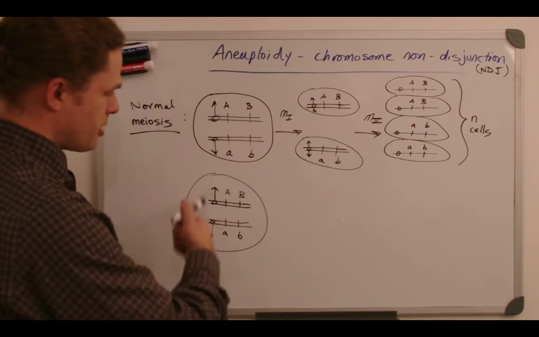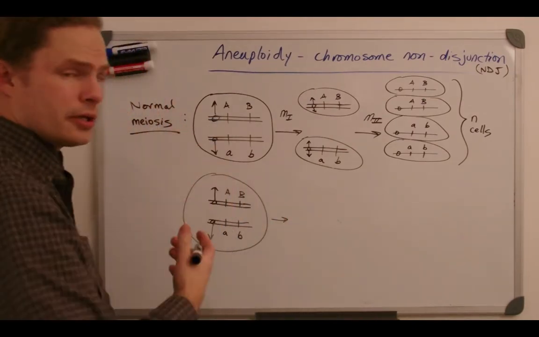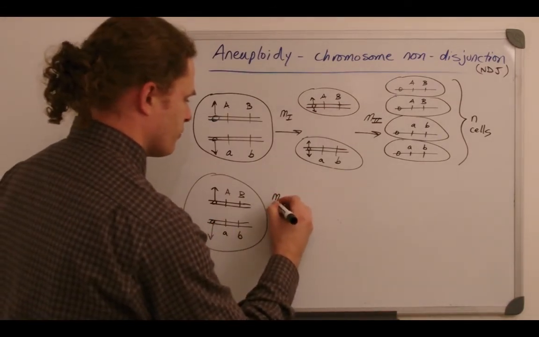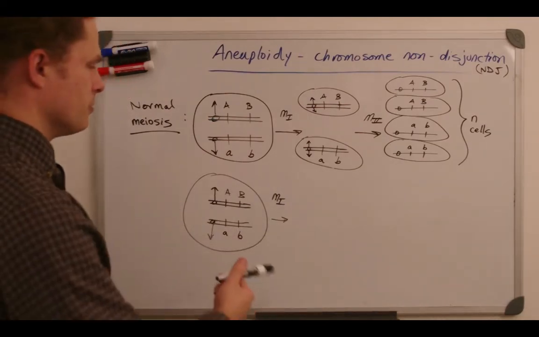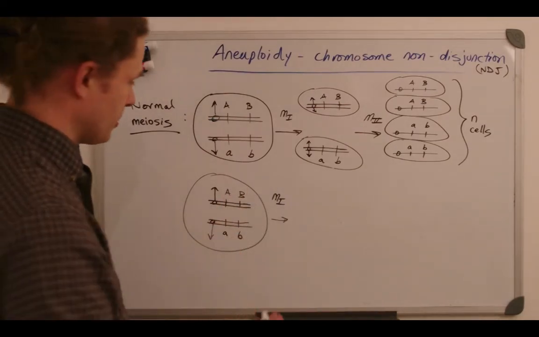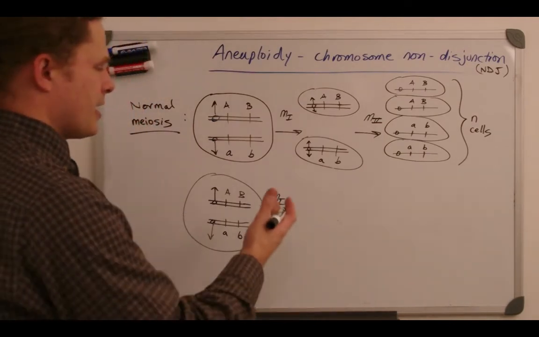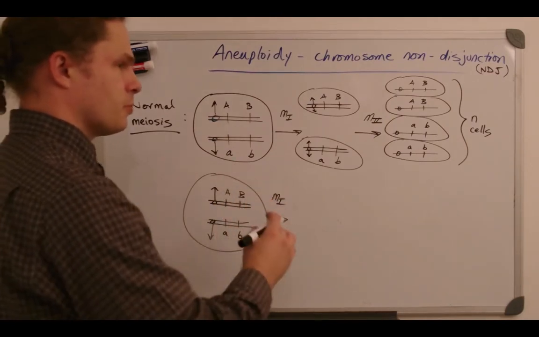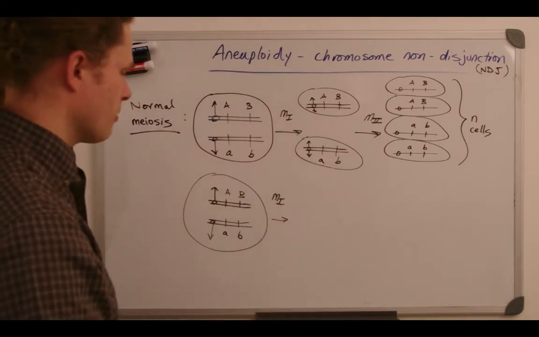Okay, so here's this same starting point, this cell, which we're now going to model with a non-disjunction event happening at meiosis 2. The important thing to know is that if we're going to model a non-disjunction event for meiosis 2, meiosis 1 is going to happen normally. Again, non-disjunction events are rare events, and as such, it would be too improbable to have a non-disjunction event at meiosis 1 and then a second one at meiosis 2 because those are independent of each other.